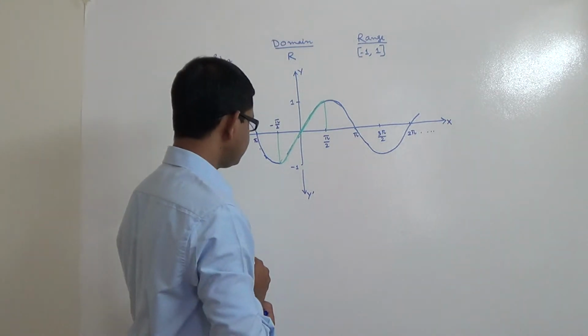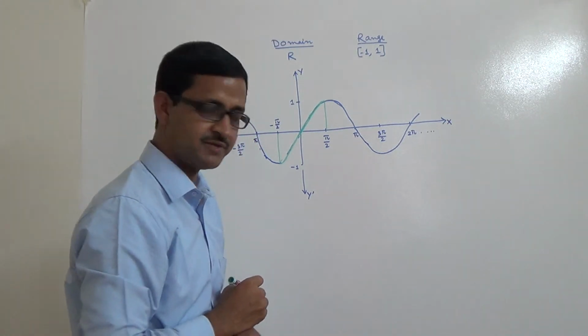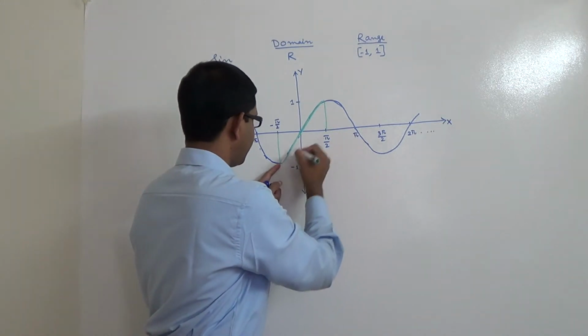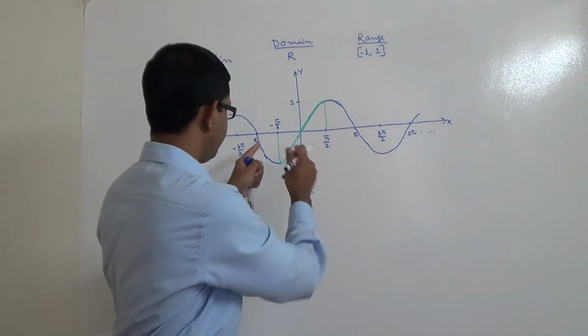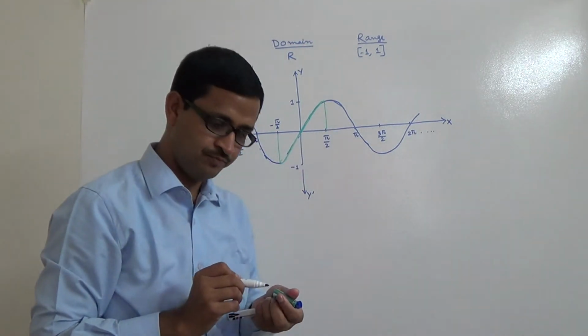And it is definitely on 2. That means between the value minus 1 and 1, you take any value, you will find one angle in the range minus pi by 2 to pi by 2.